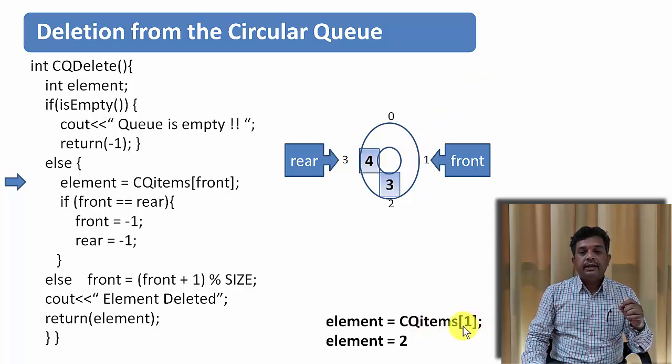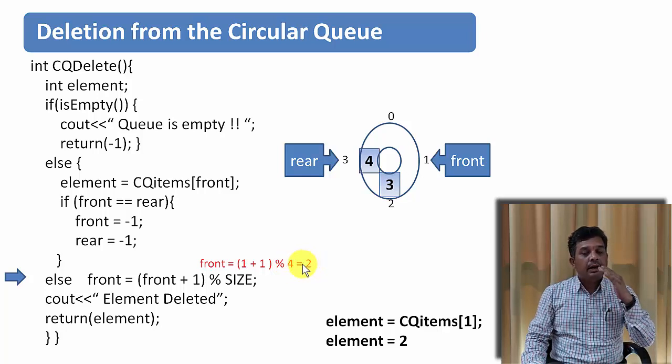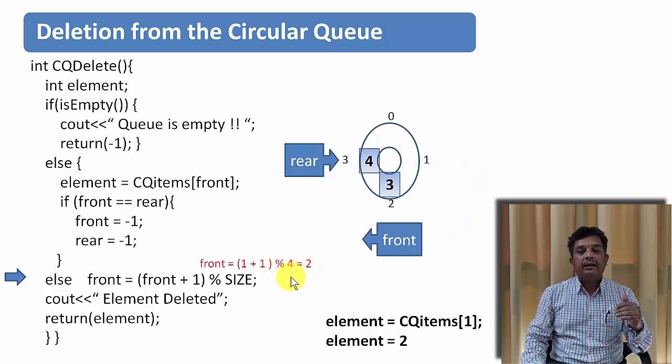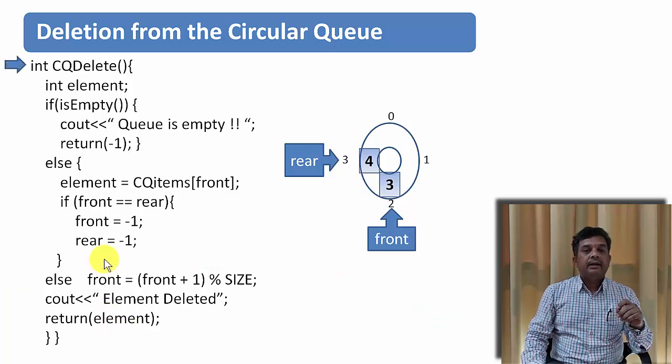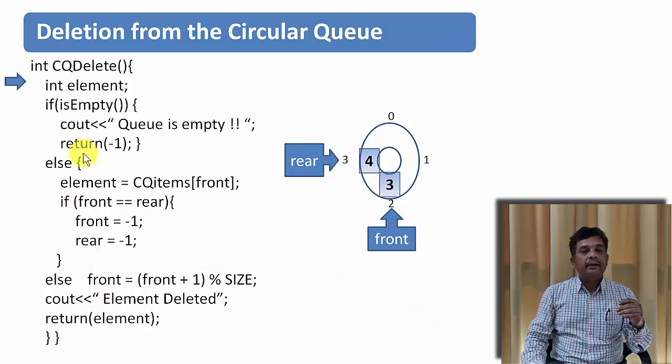So CQ's first element we are placing in element and the element value is 2. If front equal to rear, front is not equal to rear, that's why we'll come to the else part. Front equal to front plus 1 mod size. Now 1 plus 1 mod 4 equal to 2. So now front will be relocated at index 2 and we'll say the element is deleted and we'll return the variable called element. Now let us delete one more element.